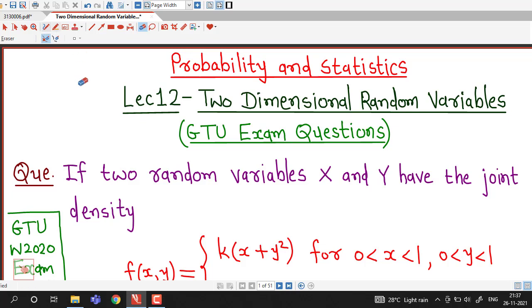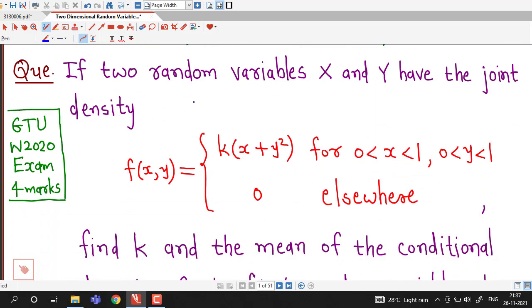In this lecture, we are going to discuss one more question on two-dimensional random variables. This question was asked in the GTU Winter 2020 examination.